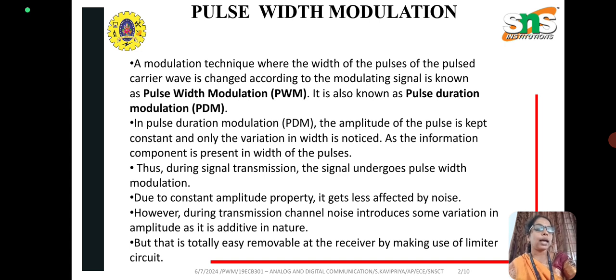Due to the constant amplitude property, it gets less affected by noise. During transmission, there is a chance for noise to get introduced, so there is a change in the variation in the amplitude. But that is easily removable at the receiver side by making use of a limiter circuit.